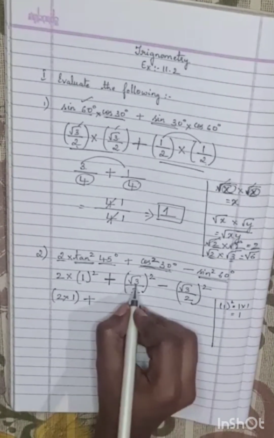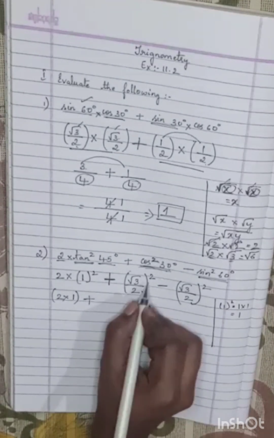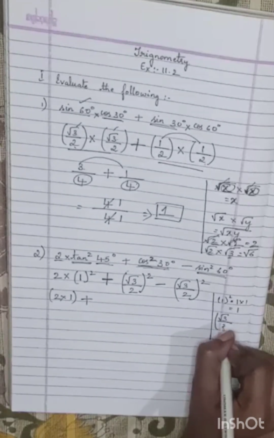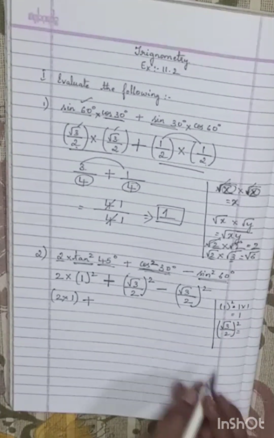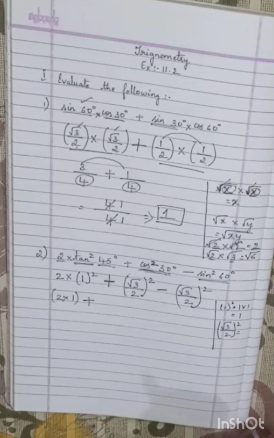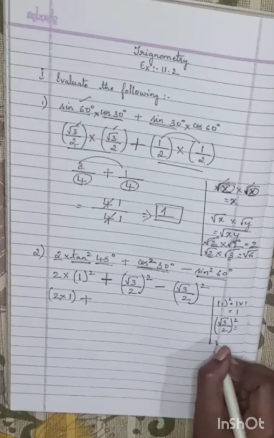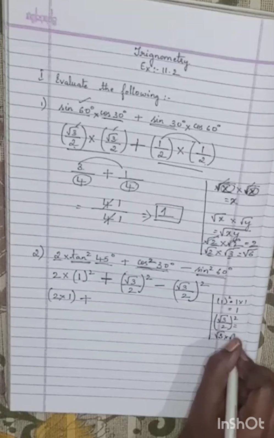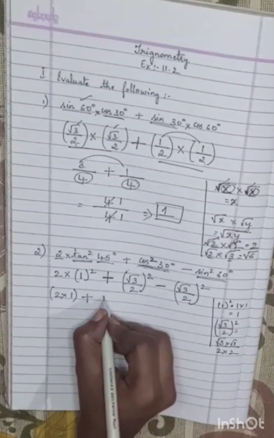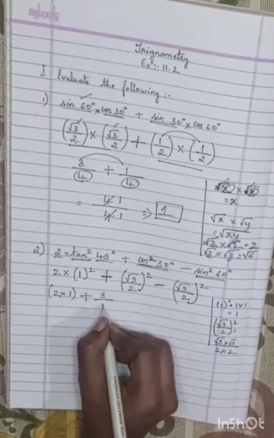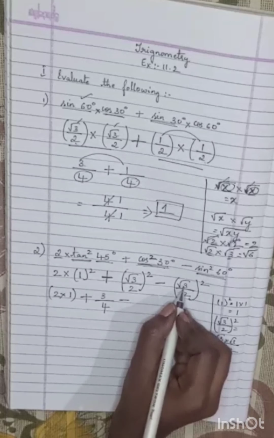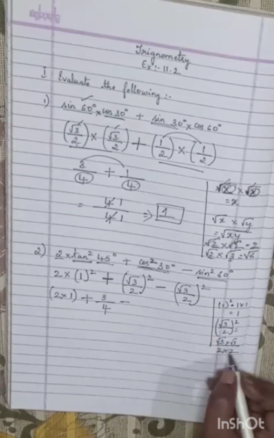plus root 3 by 2 the whole square, they are saying. Root 3 by 2 the whole square, which means that root 3 is also multiplied 2 times, 2 is also multiplied 2 times. So root 3 into root 3 by 2 into 2. Root 3 into root 3 is 3. 2 2s are 4.